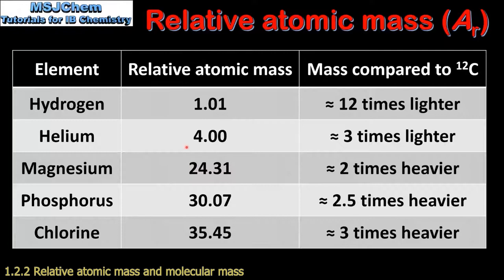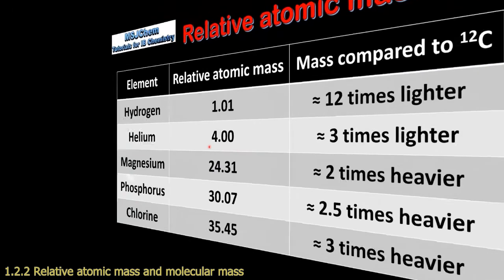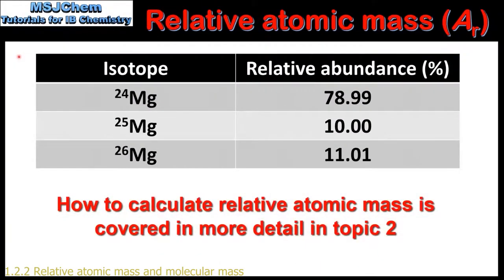So from this table, we can see that relative atomic mass values can be used to compare the masses of different atoms to carbon-12, as well as each other. Next, we look at how to calculate the relative atomic mass of an element. In this table, we have the 3 naturally occurring isotopes of magnesium. They are magnesium-24, magnesium-25, and magnesium-26. In the second column, we have their relative abundances. So we'll use these values to calculate the relative atomic mass of magnesium.